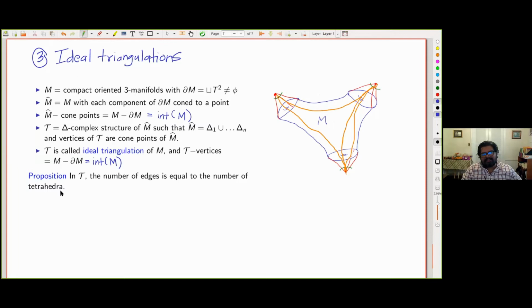And when we try to add some geometry to this, we are going to make every tetrahedron here an ideal tetrahedron. An ideal tetrahedron has its vertices at the sphere at infinity. So they are topologically or combinatorially three simplices without the vertices. And that is why this ideal thing is coming in. But this right now is a completely combinatorial object, okay? This ideal triangulation is really a triangulation or a delta complex structure on M hat, but we are going to delete the vertices. So this is a very simple exercise or proposition that the number of edges of T is equal to the number of tetrahedra in T.